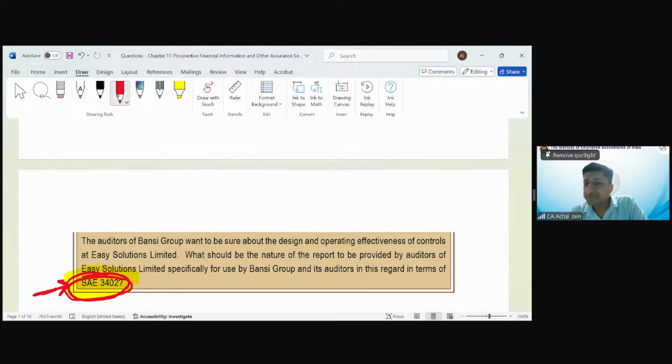Because this report provides the description, design and operating effectiveness of internal control of the service organization, such a report gives assurance on this matter. They can also include the details of tests of controls as well. If there is any deviation, they can include that as well. All right, great. Anyone else? Anyone else quickly?